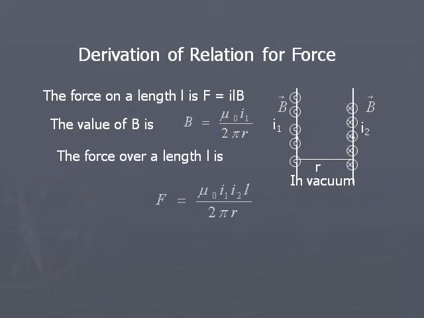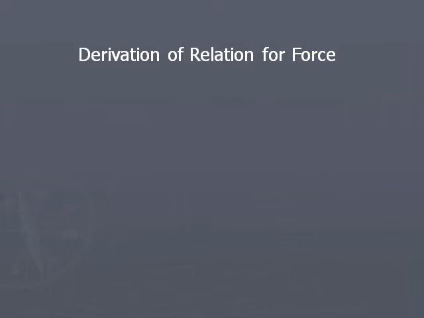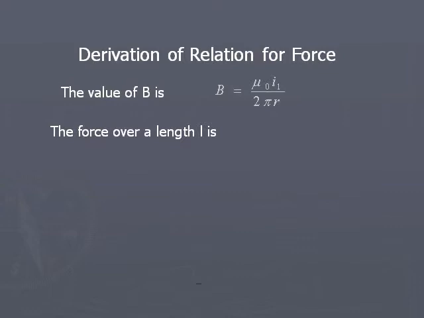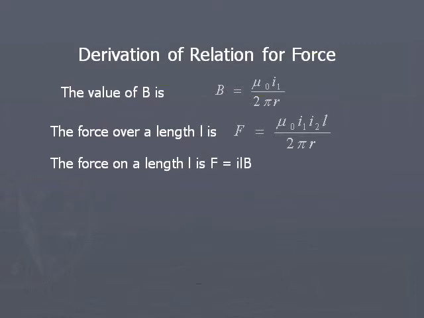At the site of the second conductor, the magnetic field is created by the first conductor and it is given by mu naught I1 by 2 pi r. The current in the second conductor is I2. So, substituting I2 for I and mu naught I1 by 2 pi r for B in the above relation, we get the relation for force F is equal to mu naught I1 I2 L by 2 pi r. This force acts over a length L.